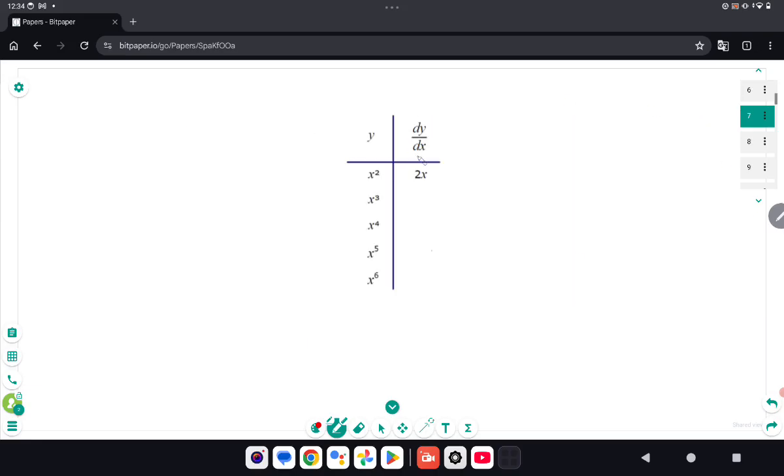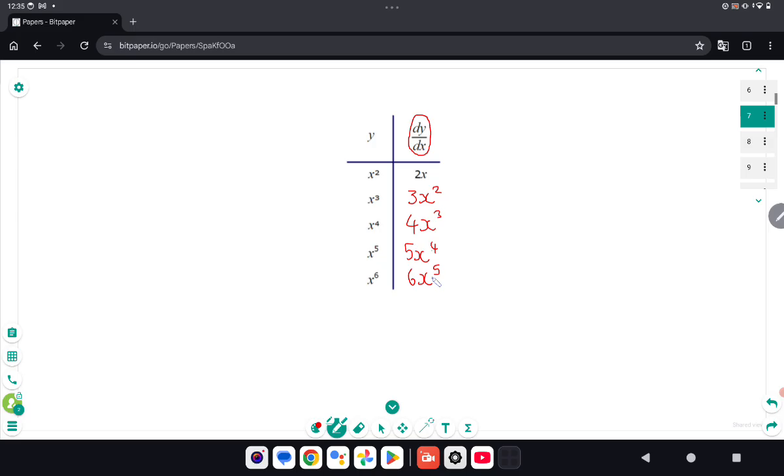This symbol here means change in y over change in x. So it's the formula that finds us the gradient. For a graph y equals x squared, we could just see that the gradient function, the gradient formula, would be 2x. For y equals x cubed, I'm going to tell you that the gradient formula would be 3x squared. For y equals x to the power 4, it'd be 4x cubed. Have a little guess: what do you think for x to the power 5? It would be 5x to the power 4, then 6x to the power 5.